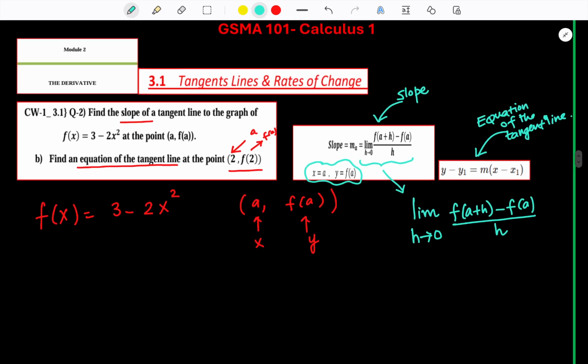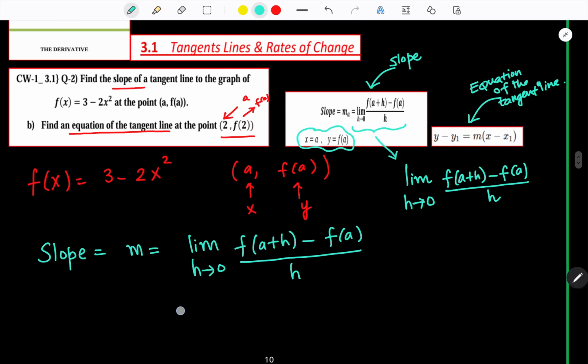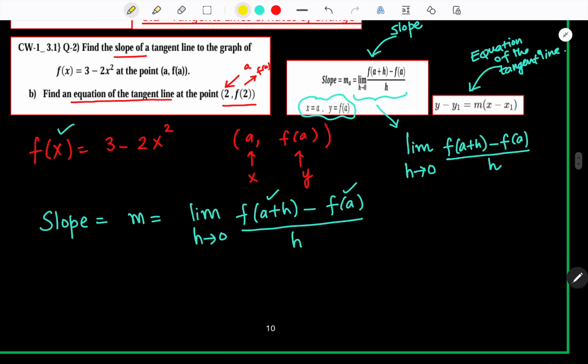Okay. So let's go to the rule, the definition. So slope is given by the formula m is equal to limit h tends to 0, f of a plus h minus f of a over h. This is the formula. So what are the things you want? You want f of a plus h, you want f of a. Where can you find this? You need to go to your f of x.